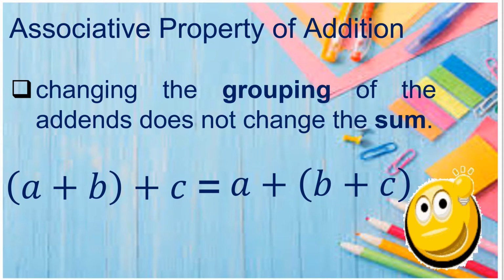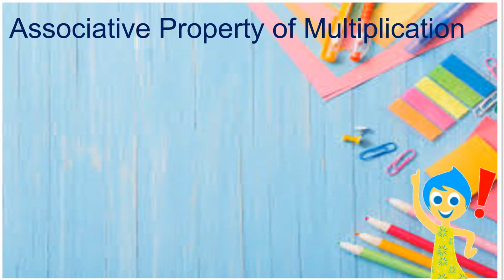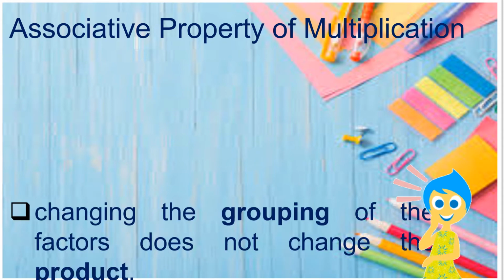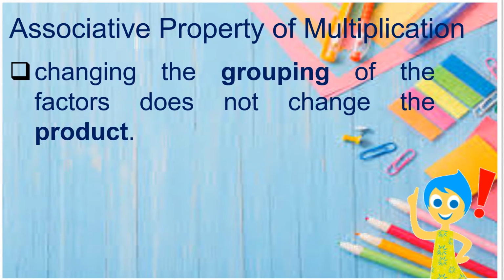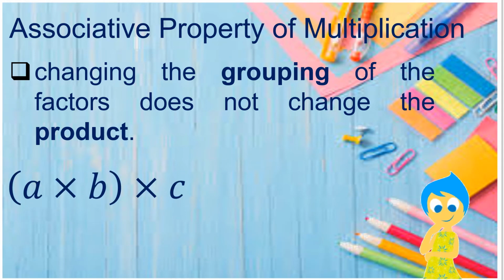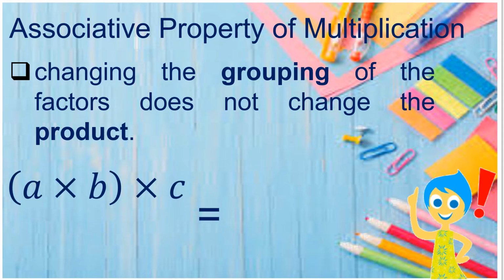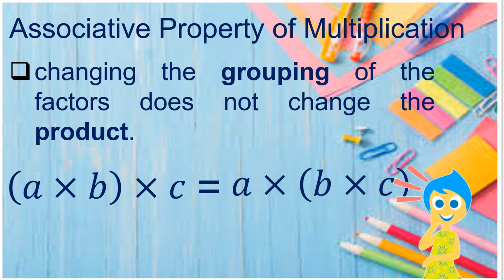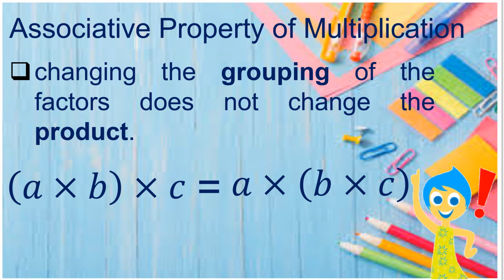Let us have the next one, which is the associative property of multiplication. Associative property of multiplication states that changing the grouping of the factors does not change the product. Supposing we have a times b times c, it is equal to a times b times c, regrouped. So whether we regroup a, b, or c, we will be having the same product.